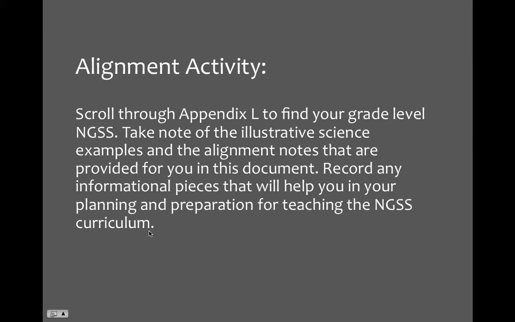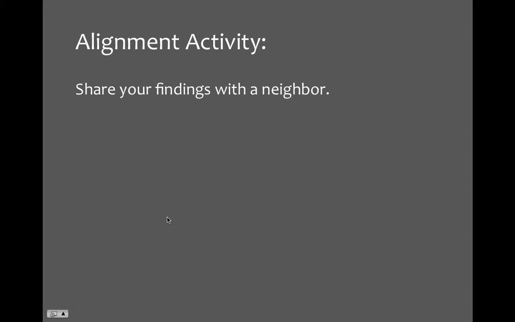Please scroll through Appendix L to find your grade level Next Generation Science Standards. Take note of the illustrative science examples and the alignment notes that are provided for you in this document. Record any informational pieces that will help you in your planning and preparation for teaching the Next Generation Science Standards curriculum. Now that you have completed analyzing the alignment of your Next Generation Science Standards to the Common Core State Standards for Mathematics, please share your findings with a neighbor.